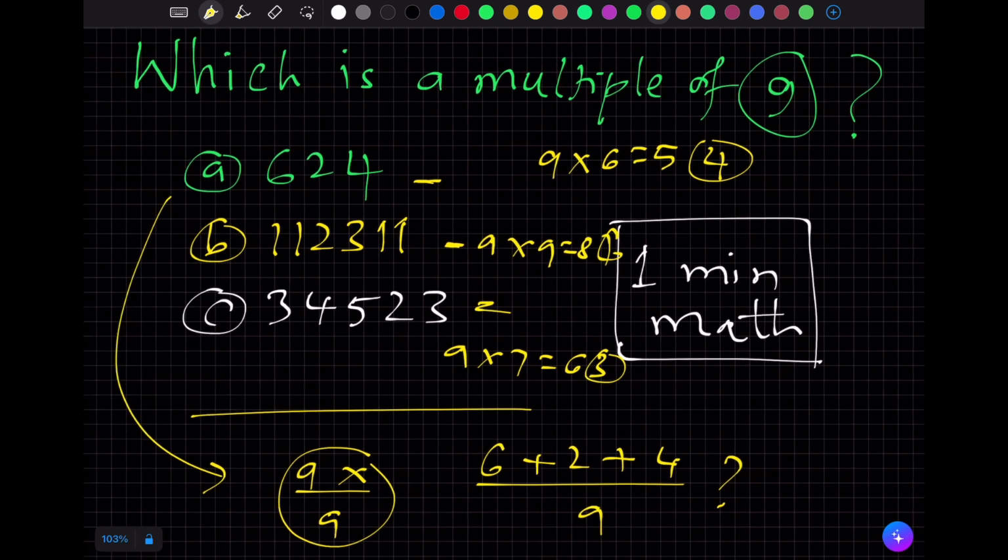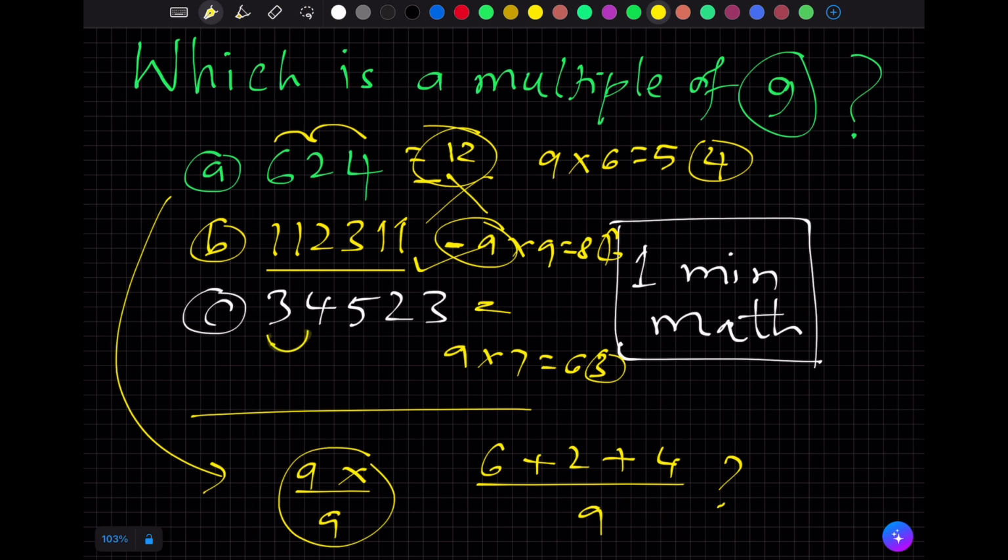Let's take the first answer choice. 6 plus 2 plus 4 equals 12, not 9, so we can rule that out. 1 plus 1 equals 2, plus 2 equals 4, plus 3 equals 7, plus 1 equals 8, plus 1 equals 9. That's our answer choice. But to verify, let's check if the other answer is incorrect.